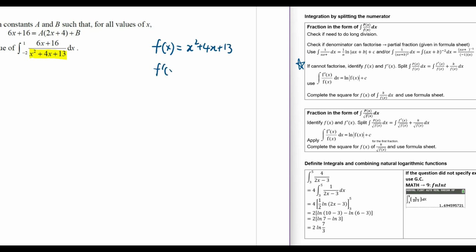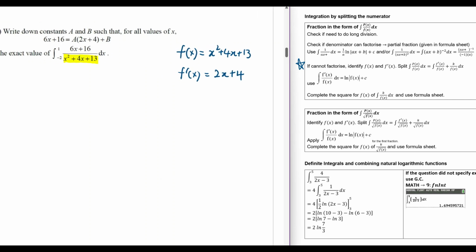So f'(x), and all this can be part of your working, is going to be 2x plus 4. But I have 6x plus 16, which means that for my numerator, I have to split it into this form. 6x means I multiply by 3, so there's a 3 of 2x plus 4 over x squared plus 4x plus 13, dx. I split it to this part first.